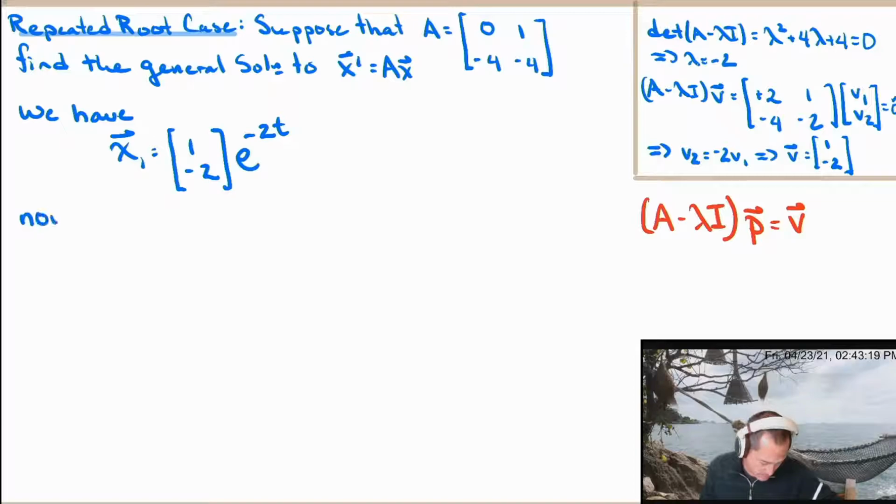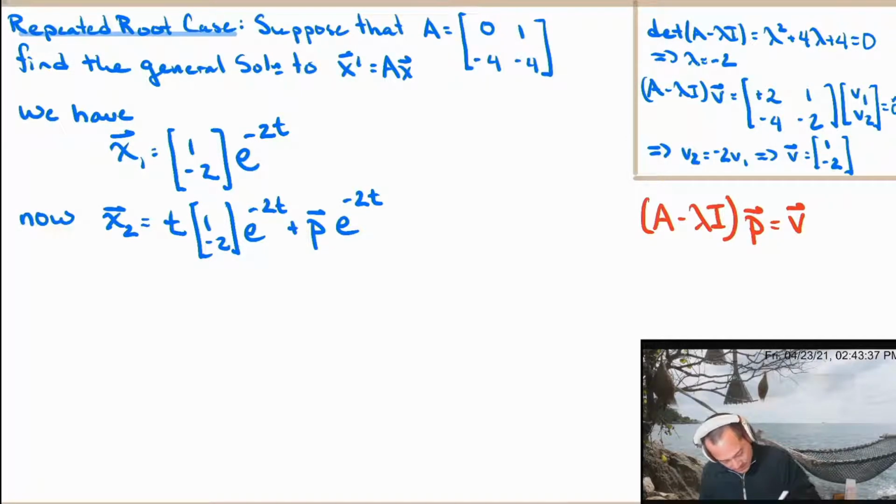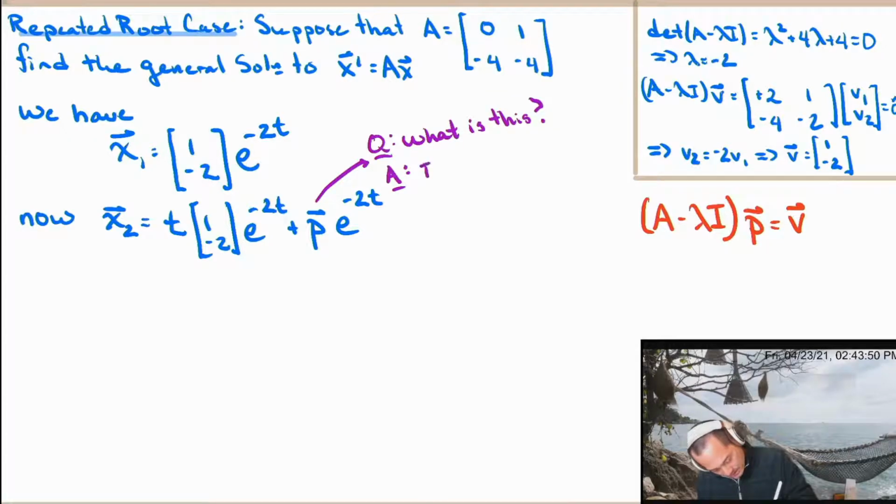Now, x2 vector is going to be t times (1, negative 2) times e to the negative 2t plus p vector times e to the negative 2t. And then the question is, what is this? The answer to this question is, it must obey this equation.